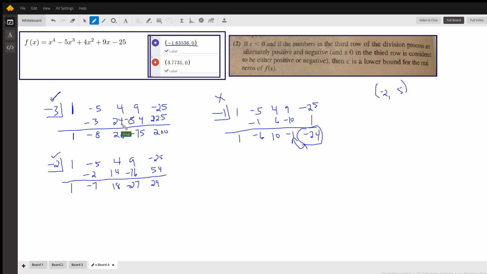So that's kind of the process you go through if you're going to use this theorem to find the least upper bound and greatest lower bound for the real roots of a polynomial function.